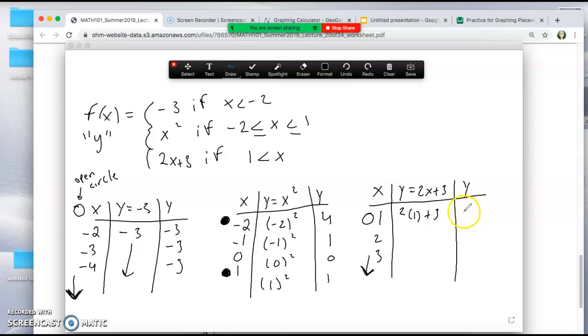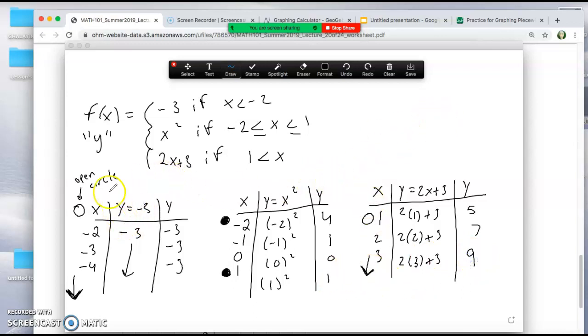So 2 times 1 plus 3. Then we're going to do 2 times 2 plus 3. 2 times 3 plus 3. And so forth, okay? So now let's go ahead and graph this.